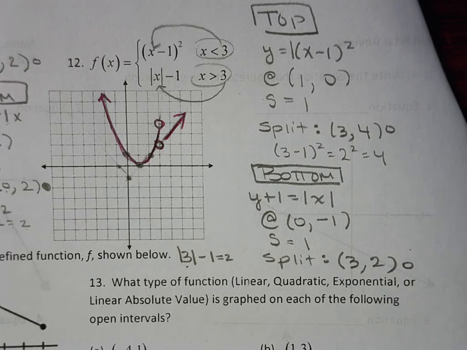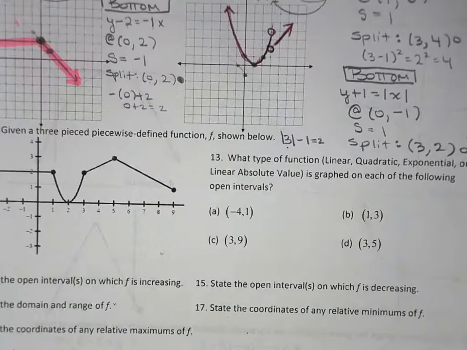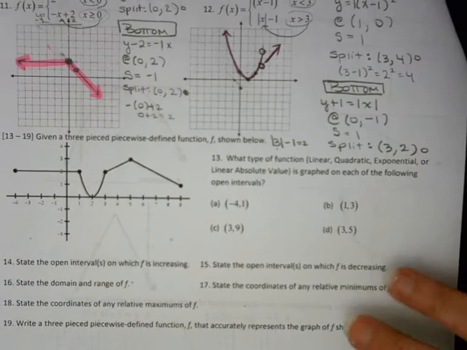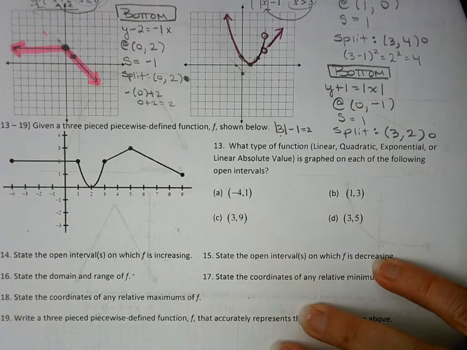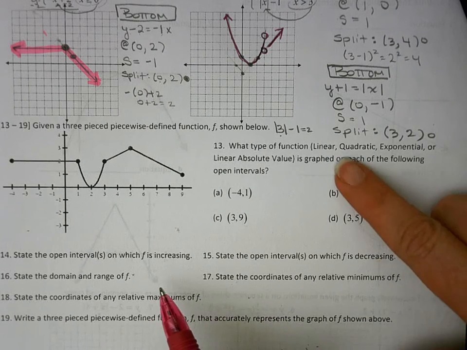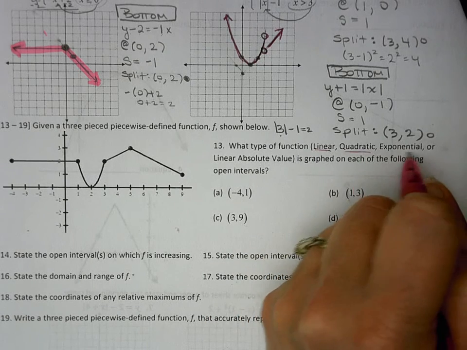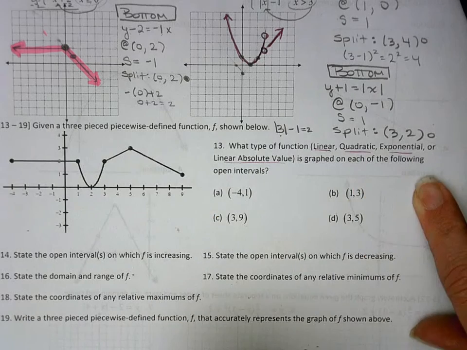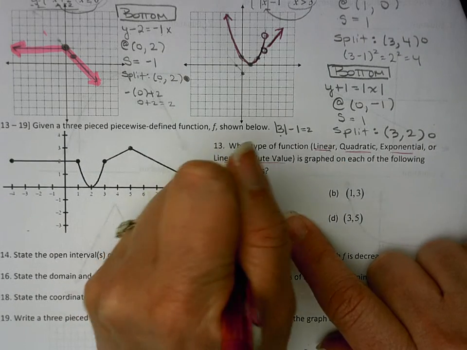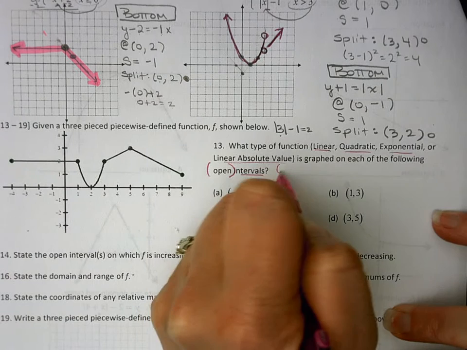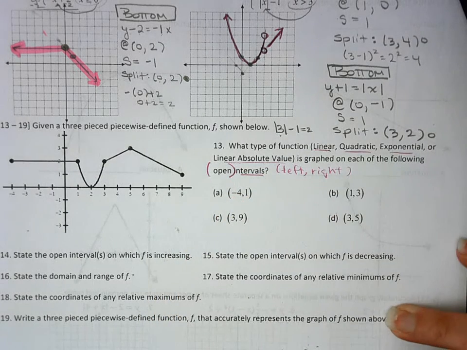Okay, so now let's take a look at question number 13. So for question number 13, they're just making sure that you know how to identify pieces of the graph and that you know their appropriate name. So our choices are, do we have a linear graph? Do we have a quadratic, an exponential, or linear absolute value? So from here, it says this is an open interval, so open meaning parentheses, and an interval means we're doing left comma right, and we're specifically talking about values of x, right, values of x.